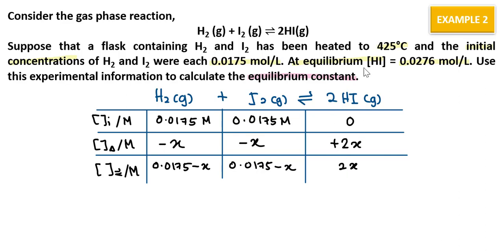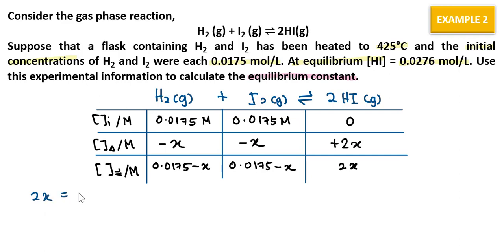Since at equilibrium, the given concentration of hydrogen iodide is 0.0276 mole per liter, and at equilibrium the concentration of hydrogen iodide is 2x, we can find the value of x, where 2x equals 0.0276 mole per liter. So x equals 0.0138 mole per liter. So we already have the value of x.